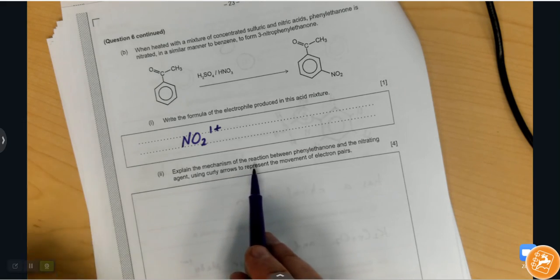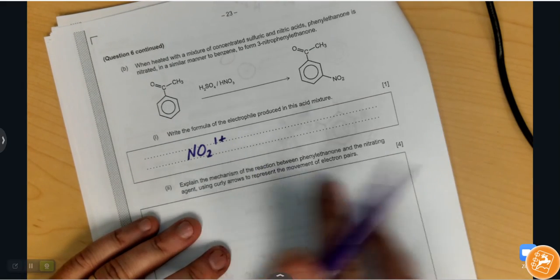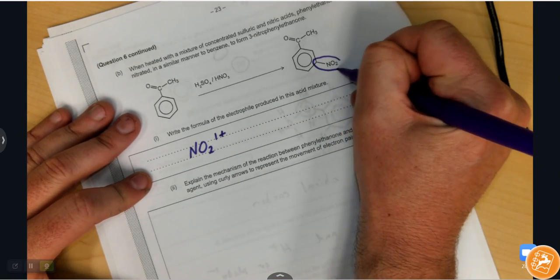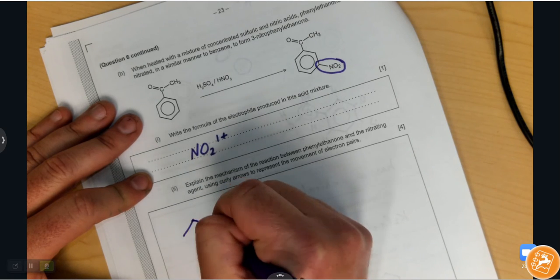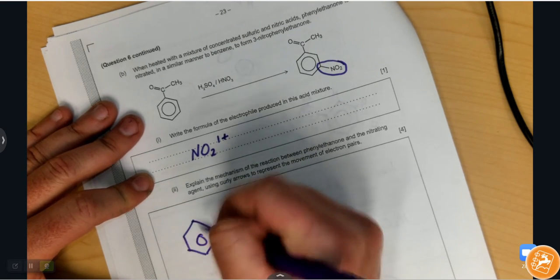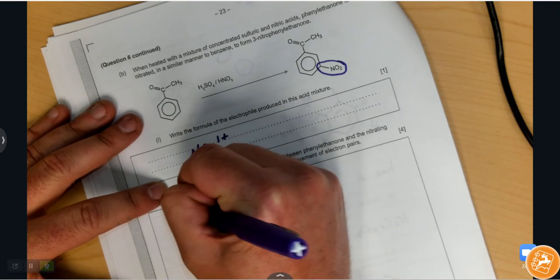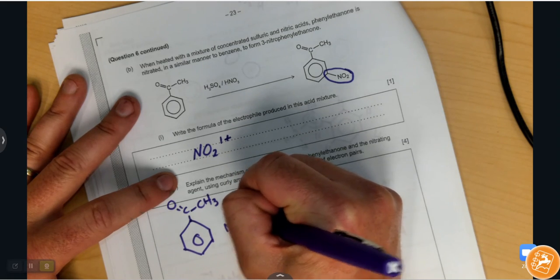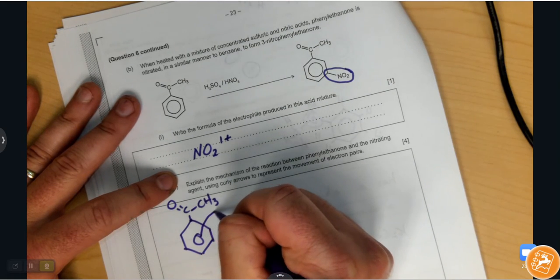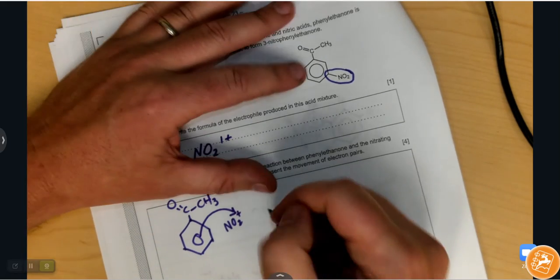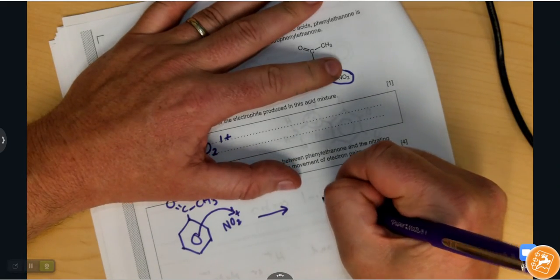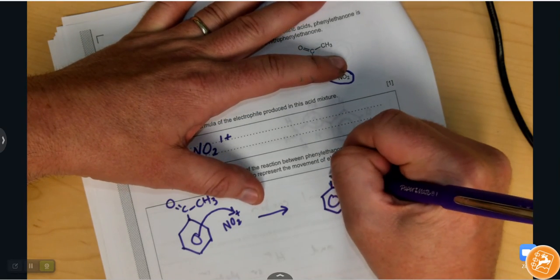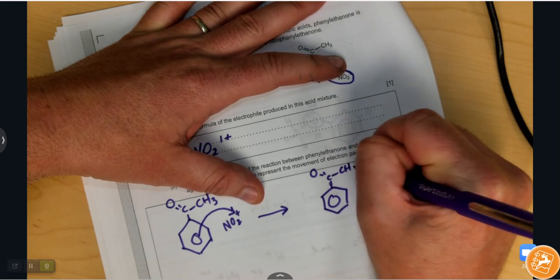And explain the mechanism of the reaction between phenylethanone and the nitrating agent using curly arrows to represent the movement of electron pairs. Very important to note that if that's where the NO2 group is going to attach, that's what we've got to show. So we've got our phenyl group here with that up top. So the first thing that happens is our electrophile comes in and electrons go from the ring to that. That's going to produce this intermediate. Everything stays the same except for the bond that's formed. So we got our carbon double bond and our methyl up here.